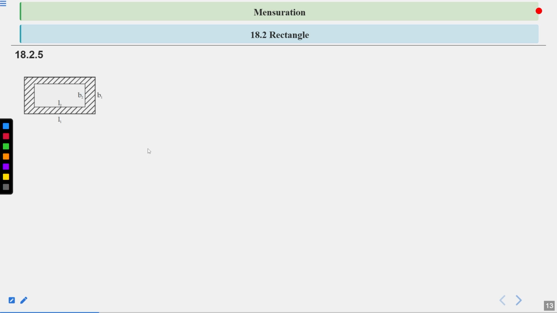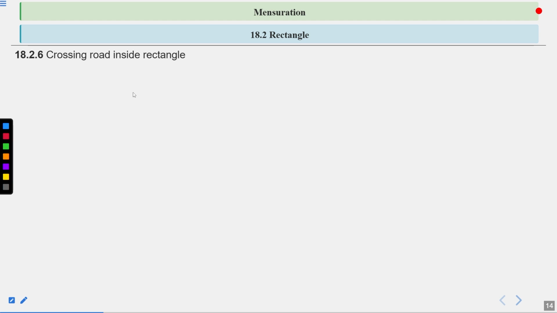This is the diagram of a rectangle, and there is an outer diagram of the rectangle. So if we need to calculate the area of the track, so this is a track. So the area of the track will become L1 into B1 minus L2 into B2. Then we get the area of the track.